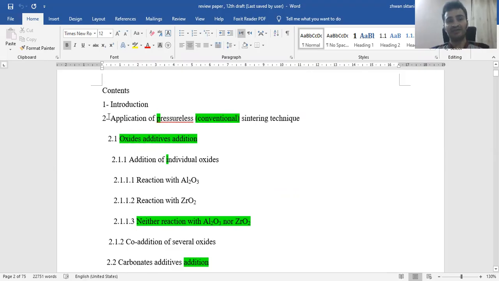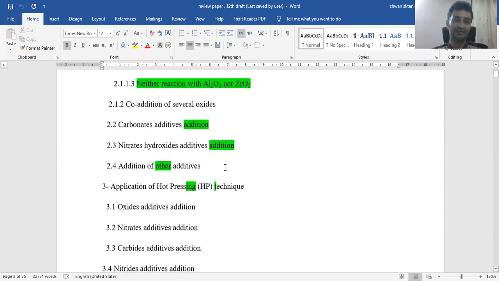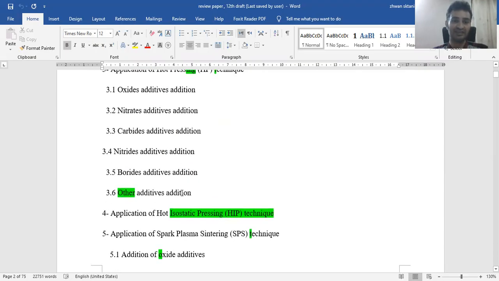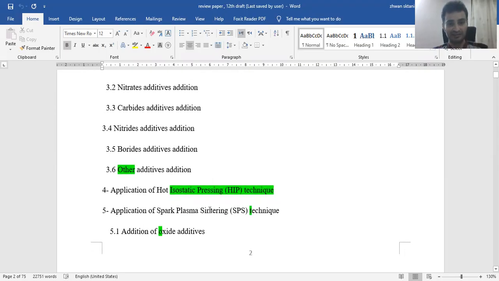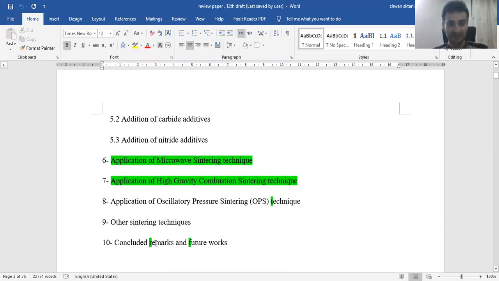The most important thing, after choosing the title, is to write the content. In this content, you write headings and subheadings after the introduction. You should know which kind of topic you choose. For example, in my case, first the conventional sintering technique. After that, the hot press technique. After that, the hot isostatic technique. After that, the spark plasma technique. Later, the microwave sintering technique. After that, the high gravity combustion sintering technique, and so on, until you reach the conclusion.